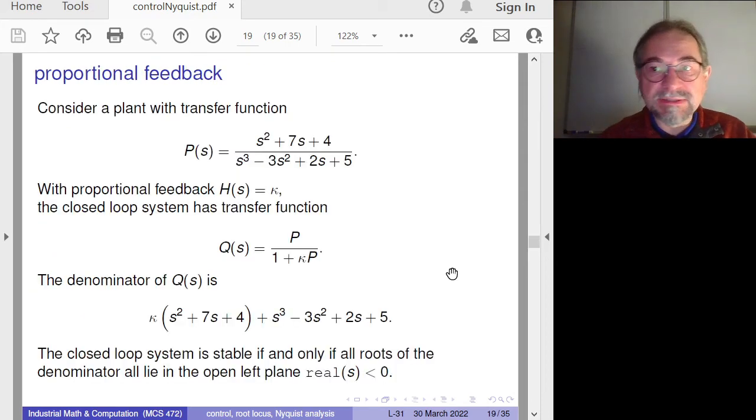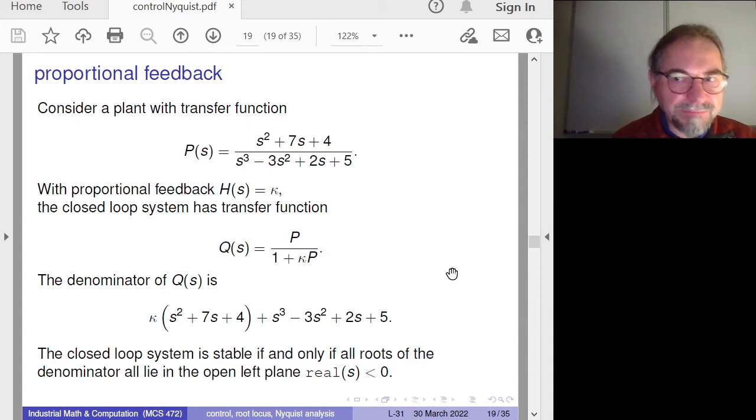I remind you that when is a system stable? When there is only decay, exponential decay, and that can only happen when all the roots of the denominator of the plant have a negative real part. So there is clearly a geometric notion, a geometric interpretation in this notion of stability.